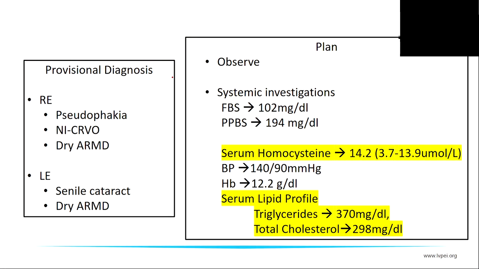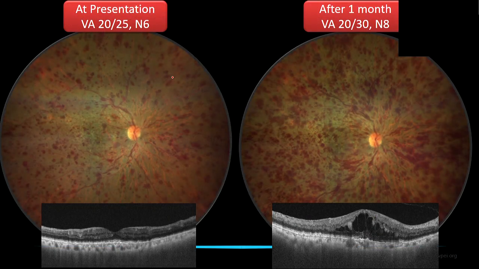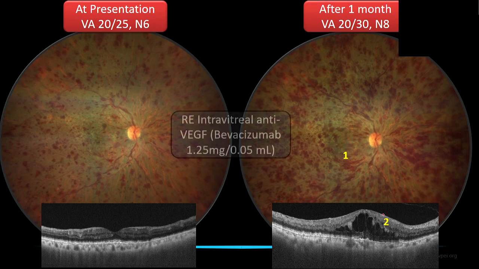So we requested systemic investigations, in which we found that she had deranged serum homocysteine levels as well as elevated triglycerides. At this moment of time, she presented after 1 month. Here we can see that when we compare to the first presentation, there is increase in the number of superficial hemorrhages. The vision also has decreased, and on the OCT, there is presence of macular edema that was not there before. So at this moment of time, we decided that we'll go ahead and inject intravitreal bevacizumab.